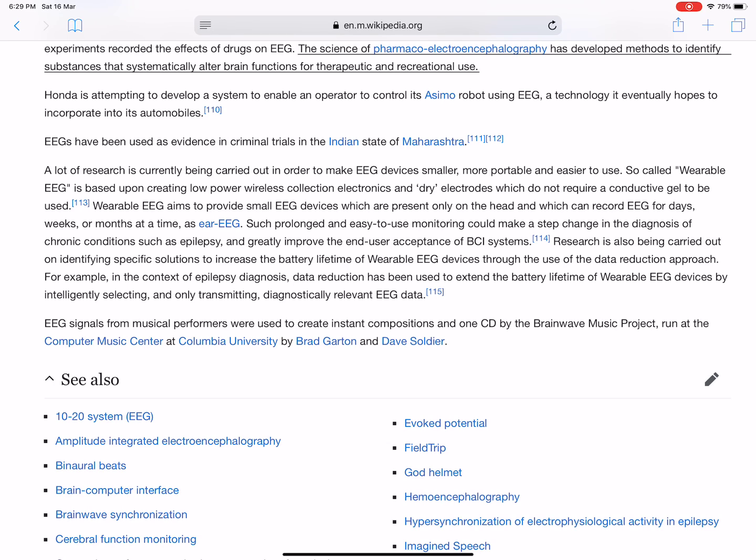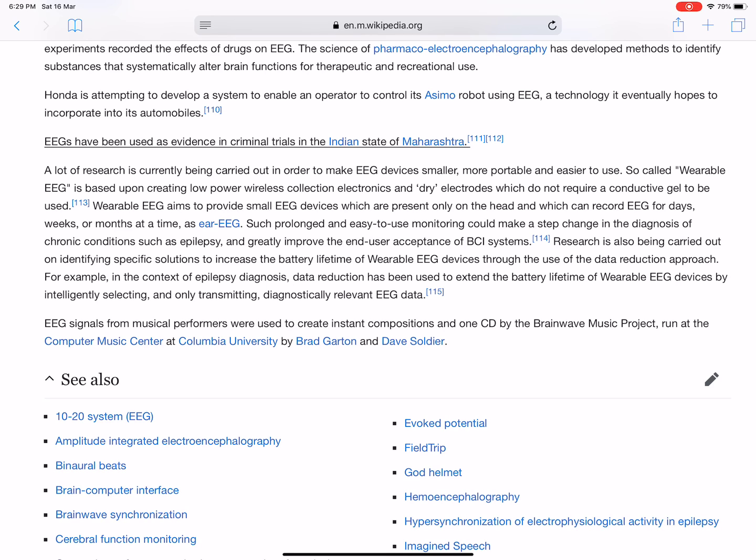Honda is attempting to develop a system to enable an operator to control its Asimo robot using EEG, a technology it eventually hopes to incorporate into its automobiles. EEGs have been used as evidence in criminal trials in the Indian state of Maharashtra.